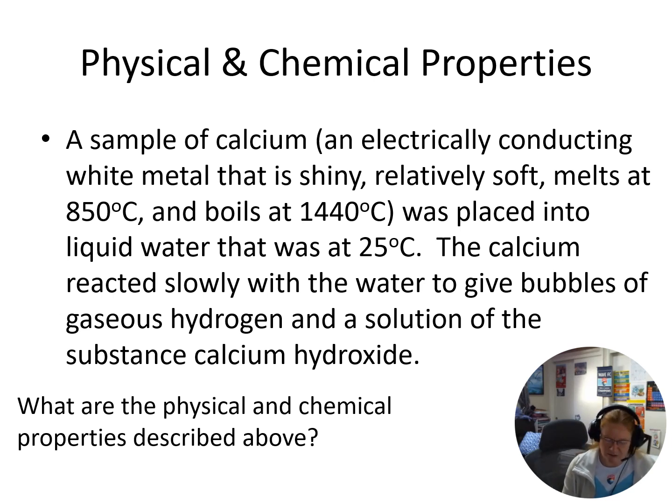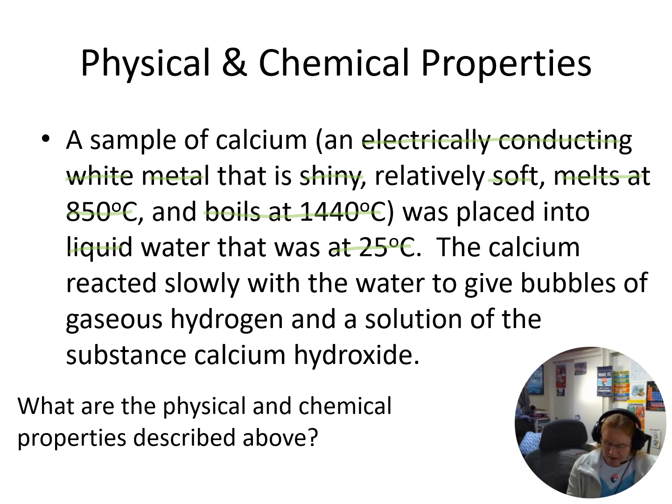So our physical, I've got the sample of calcium. It's electrically conducting. Oh, that's a physical property. I'm going to put green on our physical properties. White metal, white, that's physical. Metal, shiny, soft. The melting point, so melts at 850, boils at. Those are all examples of physical properties. Now let's see chemical. We place this into some water. Oh, there's some more physical properties. We've got liquid water that was at a temperature. So we had some physical properties of our water too.